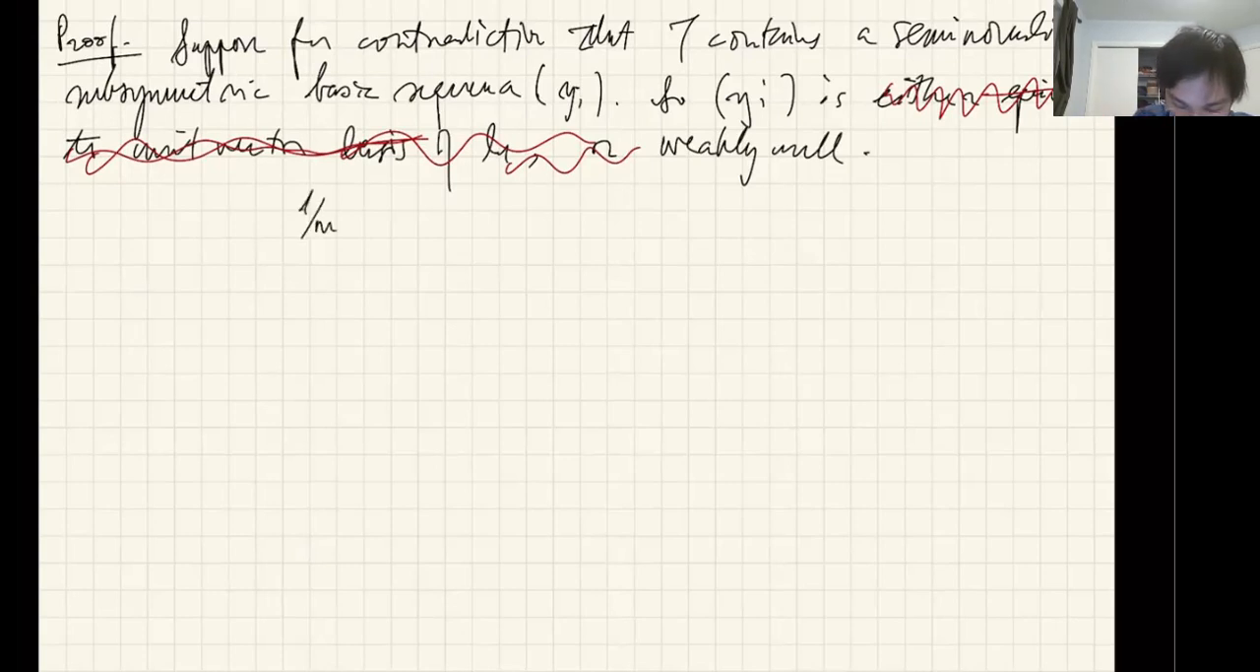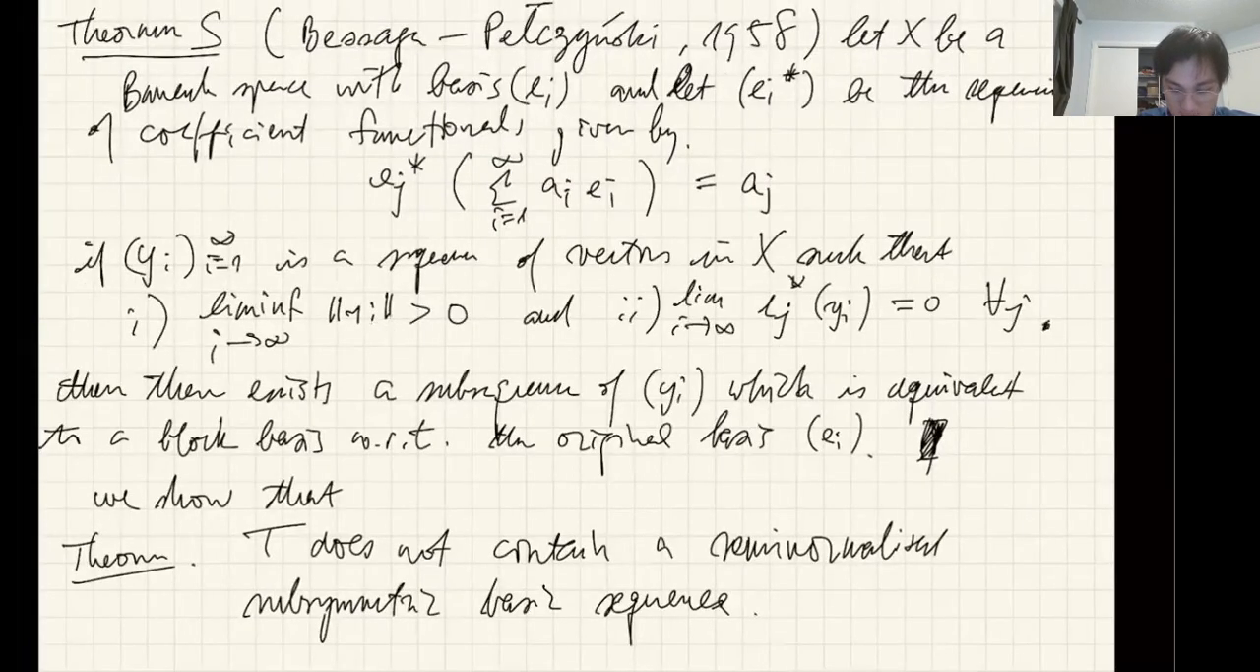So yi is weakly null, and because yi is semi-normalized, there's 1 over m and the m on top, and so the norm of any element of yi is bounded below. So the lim inf of the norms of yi has to be greater than 0 because it's bounded below, and it's weakly null. So in particular, these functionals all think that yi converges to 0. Okay, so we almost have theorem S.